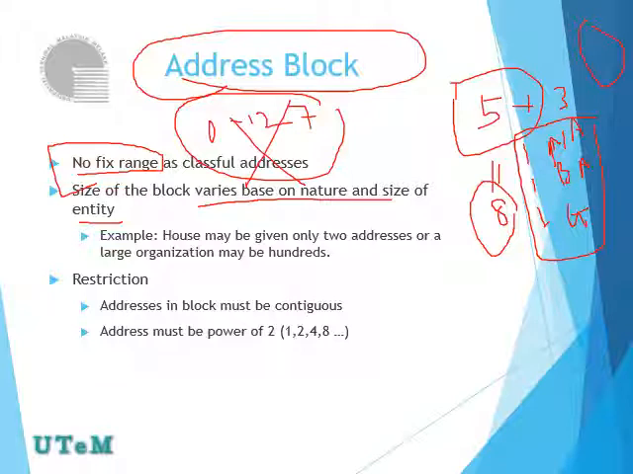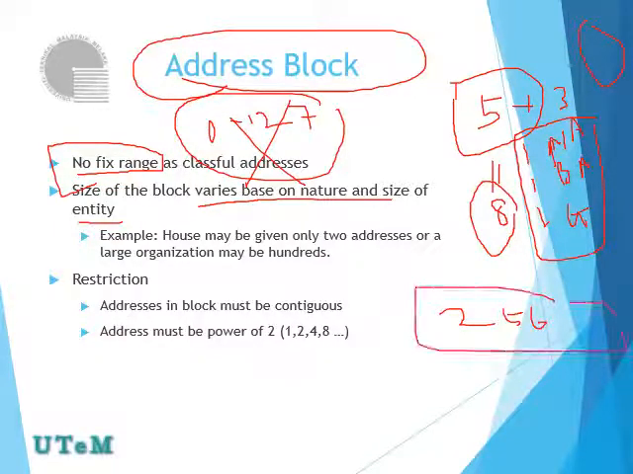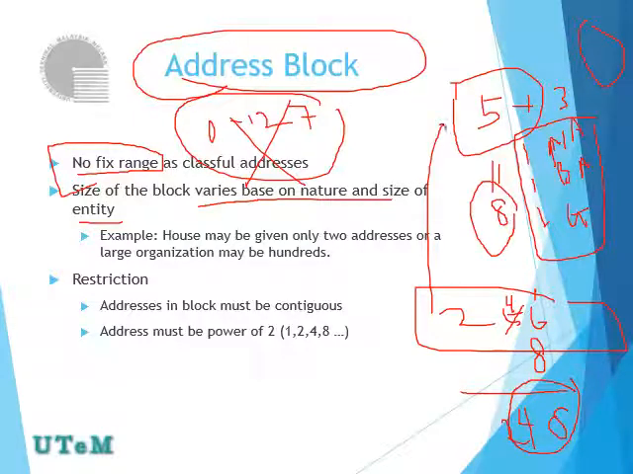So we are not given a class C address, because a class C address contains 256 addresses, however this network requires only 8 addresses. If you subtract 8, you can see how many addresses will be wasted. 248 addresses will be wasted if you assign a class C address to this network. So we are not using classful addresses. We are going to use classless.